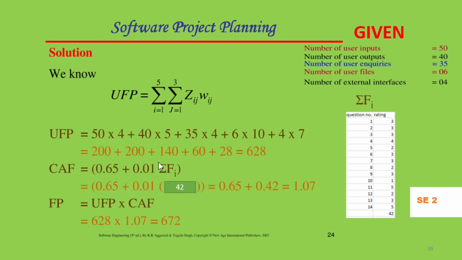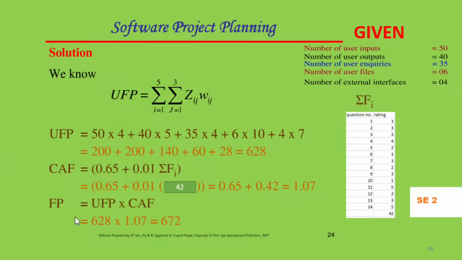So, ang kailangan lang natin kunin is yung summation of Fi. So, nilagay ko dito ng example. So, for example, question number 1, di ba? Does it need backup? So, yung answer natin, kunwari ay 3. So, yung lahat ng yan, i-add natin, which at this moment, 42. So, yun yung magiging value natin dito. So, 42 times 0.01. So, magkakaroon tayo ng 0.42 plus 0.65. So, we have 1.07.